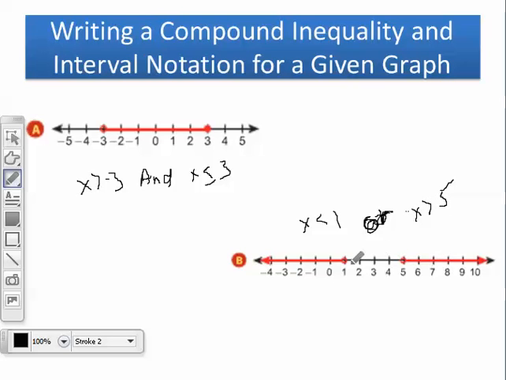How do I know they're greater than or less than? See the little black inside the circles? That means they're open circles. Right?